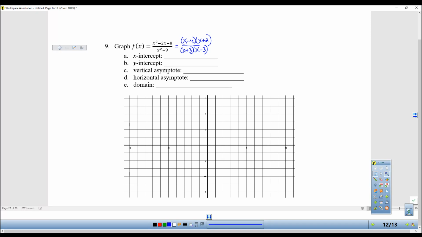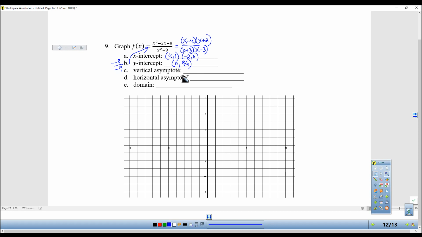It still helps me find the x-intercepts, because the x-intercepts happen when y is equal to 0, which means the numerator is equal to 0. So now I can see that 4 would create a 0 and negative 2 would create a 0. So it was still helpful to have it all factored. The y-intercept is not better in factored form. It's much easier to plug the y-intercept into the original. 0, 0, negative 8 over 0, negative 9 gives me 8/9.